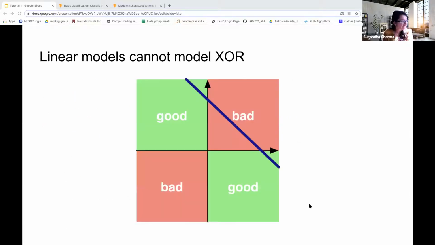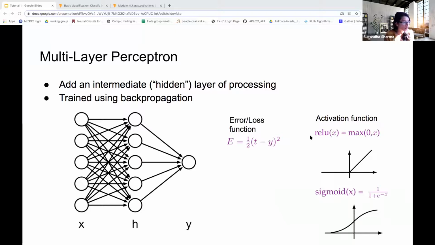So in a nutshell, the linear models cannot actually model an exclusive OR function. These two being in the same class and these two being in the same class is almost impossible to classify using a linear model. And so this brings us to a multi-layer perceptron.